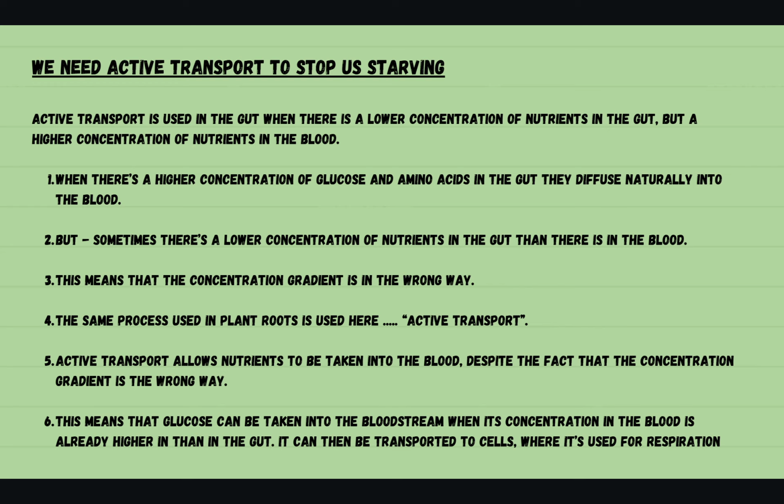And active transport allows nutrients to be taken into the blood, despite the fact that the concentration gradient is the wrong way. This means that glucose can be taken into the bloodstream when its concentration in the blood is already higher than in the gut. It can then be transported to cells where it's used for respiration.